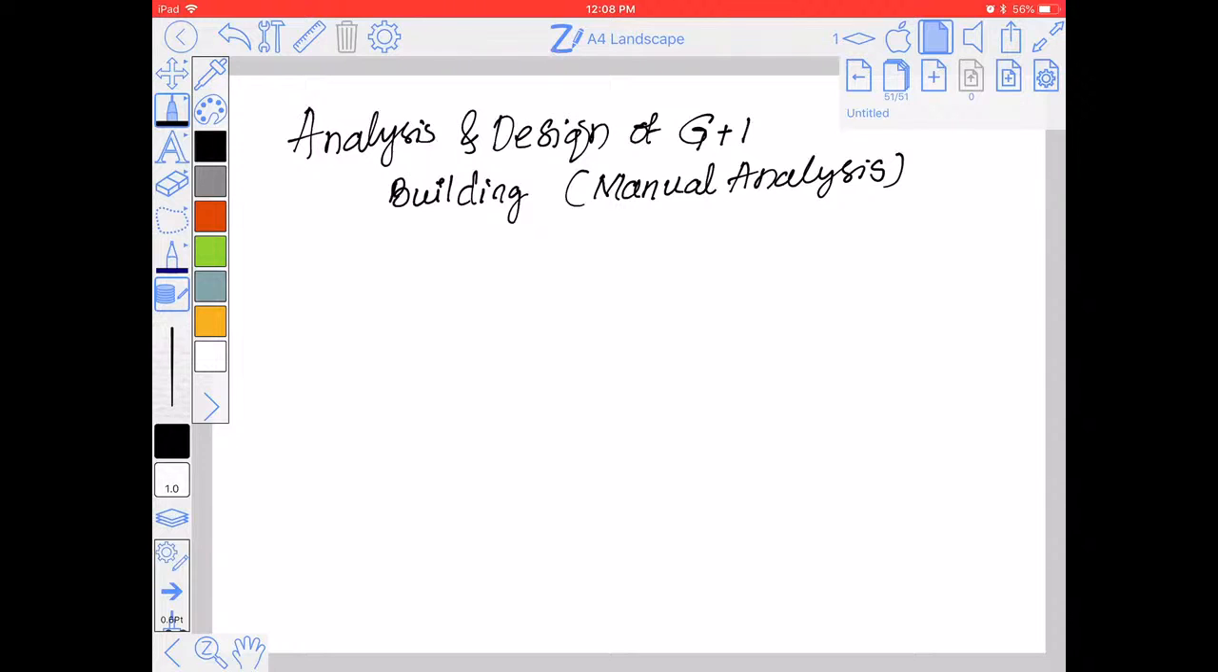I think this will be quite a useful session among all previous sessions. Many people in your academics will also not be able to learn the manual analysis of a G+1 building. If the different structural elements are designed, the design procedure is quite easy. We'll follow the same procedure as in general analysis and design, but the thing is how to distribute the load.